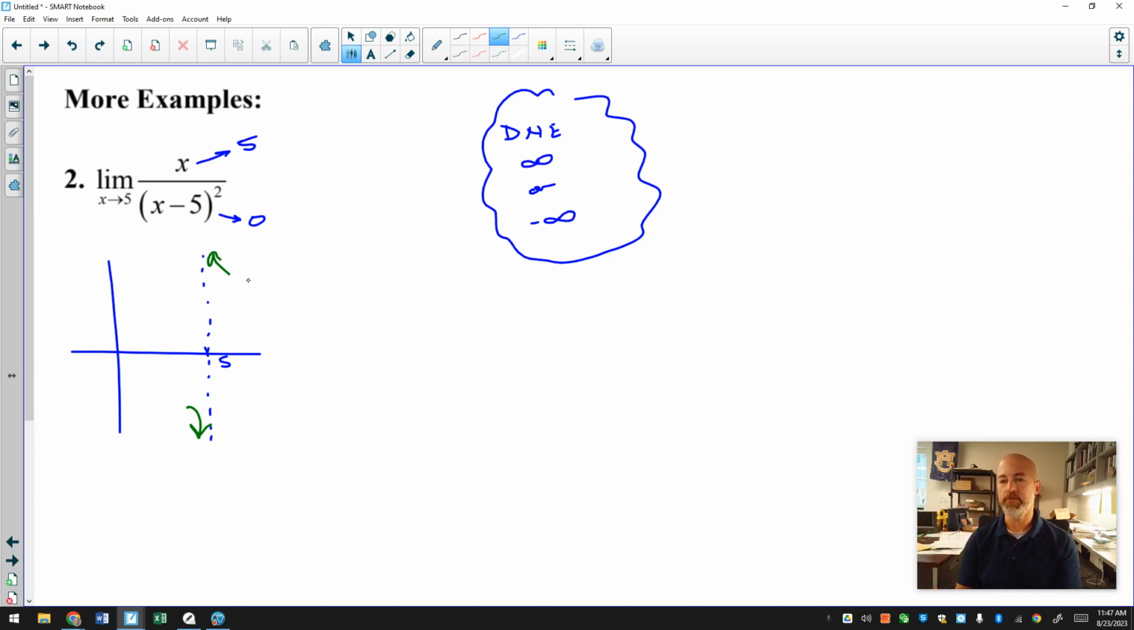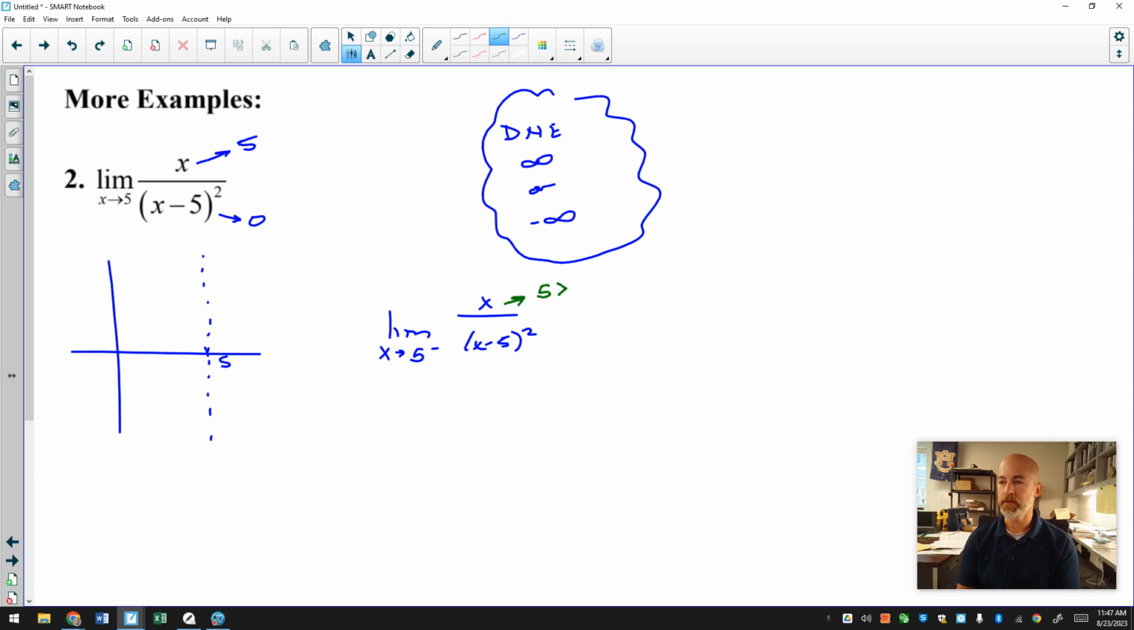And so we're going to figure this out by analyzing both sides of 5. So I'm going to create some extra work here. I'm going to look at x approaching 5 from the left of x over (x minus 5) squared. And the numerator is approaching 5.